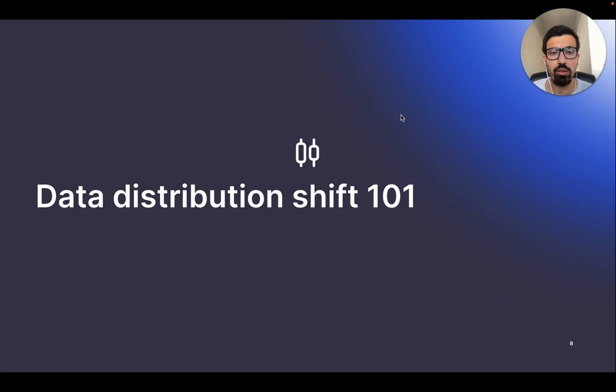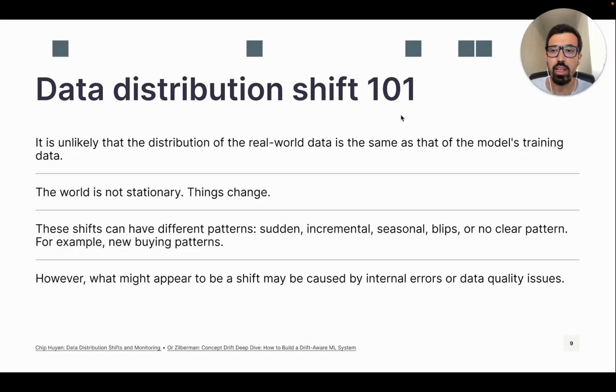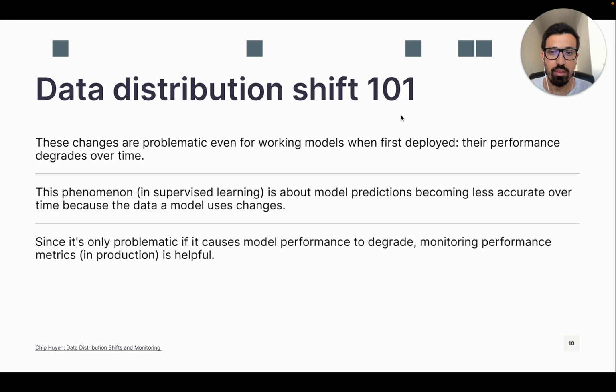So, before going into DataShift and presenting you the interface, let's first see what data distribution shift is. It isn't likely that the distribution of the real-world data, the data that is entering in our systems, is the same as the one that we use to train our machine learning models. The world is not stationary and things change. For example, new buying patterns appearing and disappearing. However, what might appear to be a shift can be caused by internal errors or data quality issues. One of the things that I find more important to keep in mind is that these changes in the data are problematic even for working models because of the association with performance degradation over time in our machine learning models.